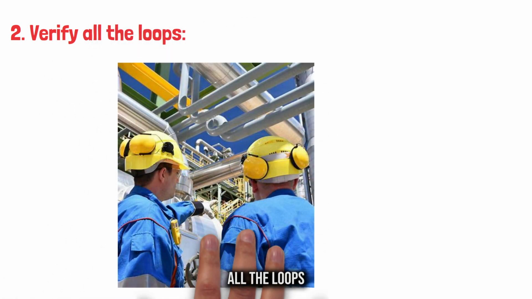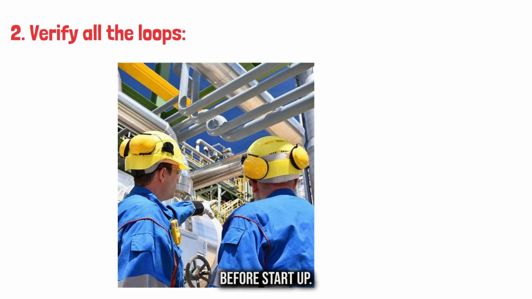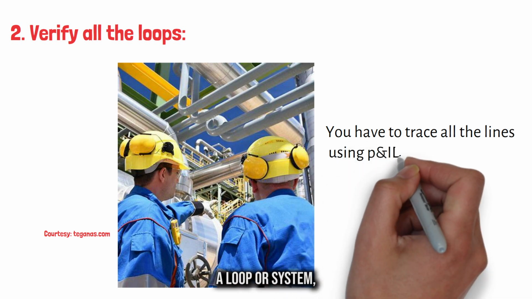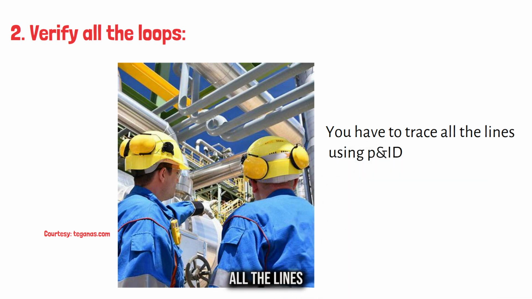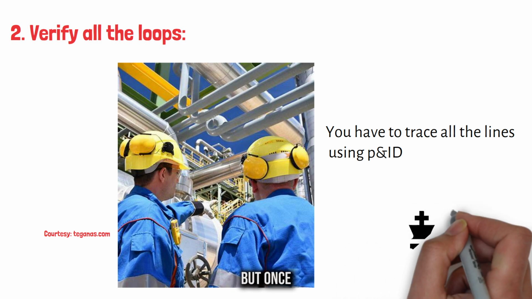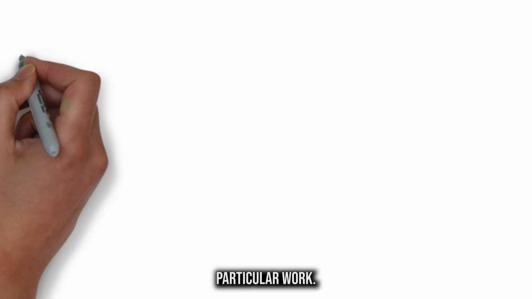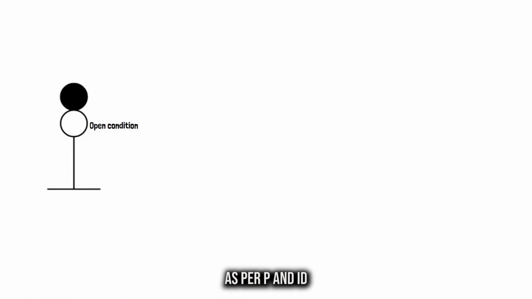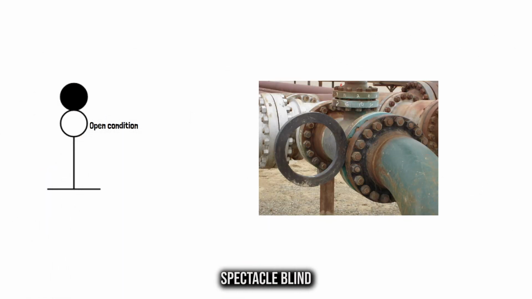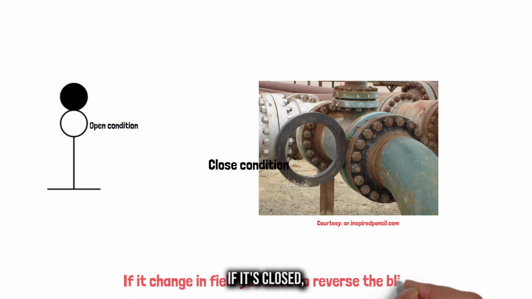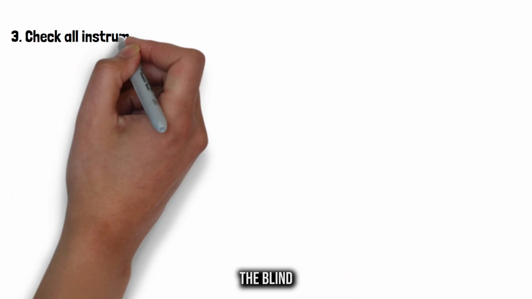2. Verify all the loops. You have to verify all the loops or the particular loop before startup. As a field operator, you have to know all the loops. If the engineer gives you a loop or system, you should trace all the lines using P&ID. It is very hard to trace, but once you finish, you are the king in that particular work. Check the loop as per P&ID, because this spectacle blind is open as per P&ID. In the field, if it's closed, you have to reverse the blind.